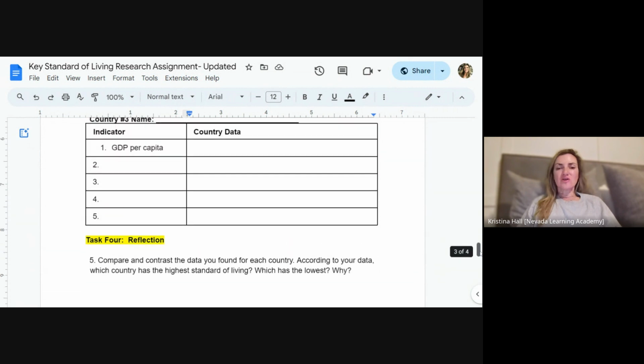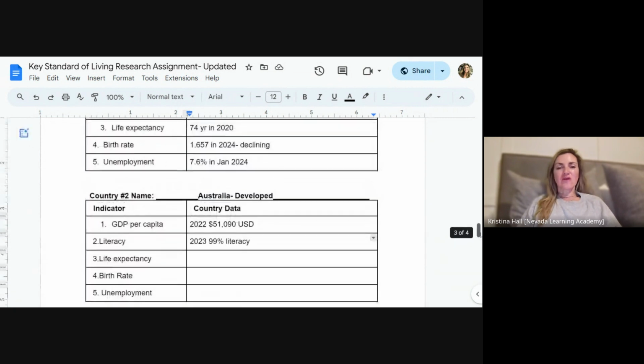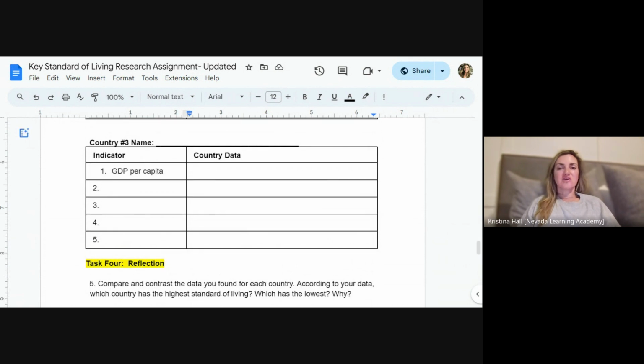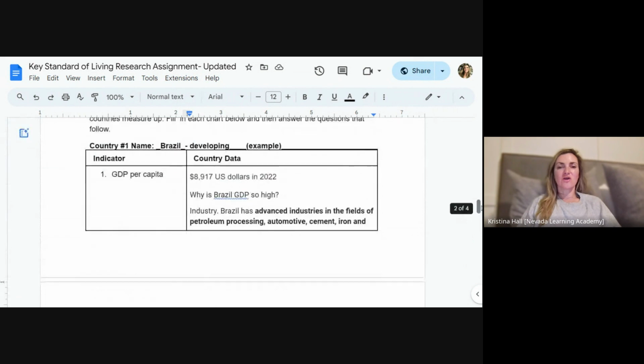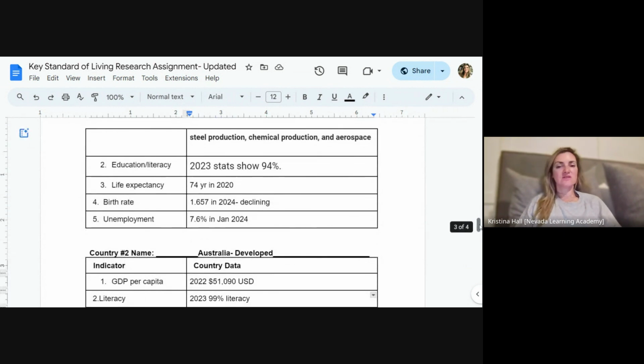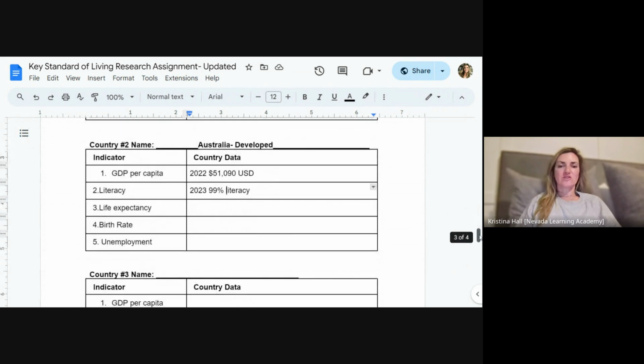So remember, you're going to look and you're going to rank them. So whatever you put for underdeveloped, what's their GDP? And then go through and rank. Which of your 3 countries, is it your developed, developing, or underdeveloped, has the highest GDP? You could do it with literacy rates. Who has the highest? Who has mid? Who has lowest? Ranking them 1, 2, 3.